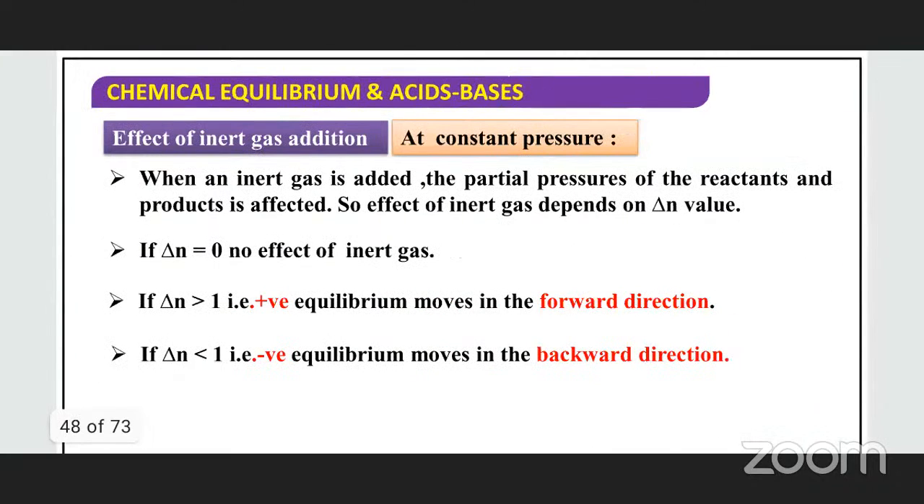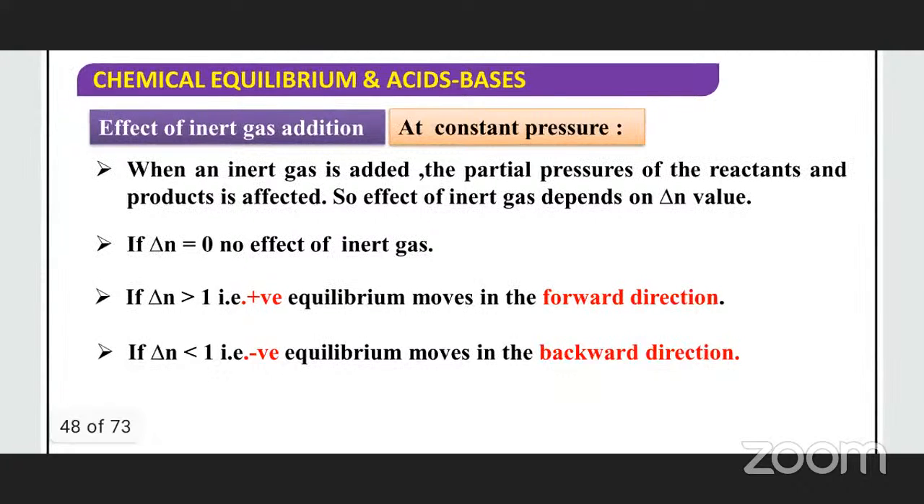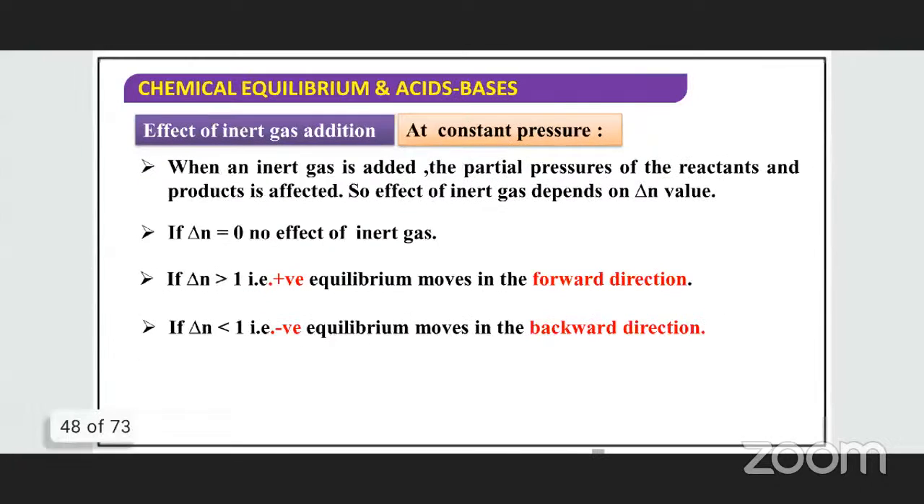Effect of inert gas addition at constant pressure. Suppose when an inert gas is added, the partial pressure of reactant and product is affected. So the effect of inert gas depends on the delta N value. If delta N is equal to 0, there is no effect of inert gas. If delta N is greater than 0, a positive value, equilibrium moves in the forward direction. If delta N is less than 0, a negative value, equilibrium moves in the backward direction.